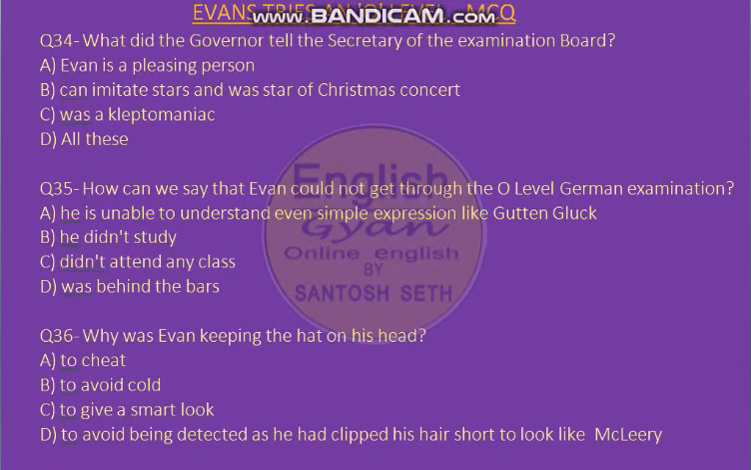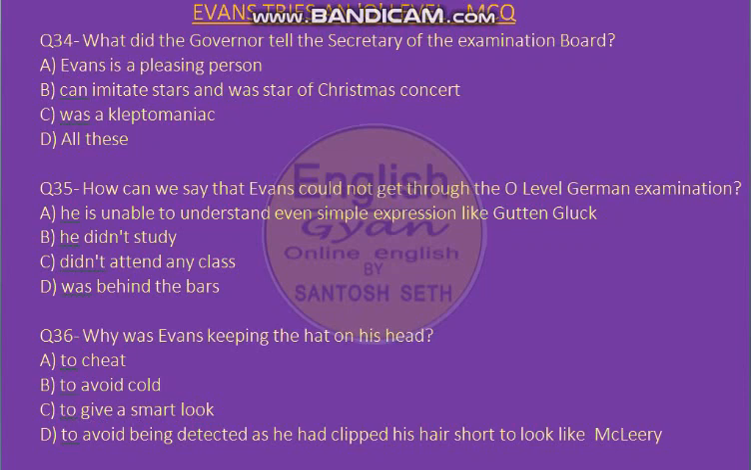Question number 34. What did the governor tell the secretary of the examination board? A. Evans is a pleasing person. B. can imitate stars and was a star of Christmas concert. C. was a kleptomaniac. D. all these. Question number 35.